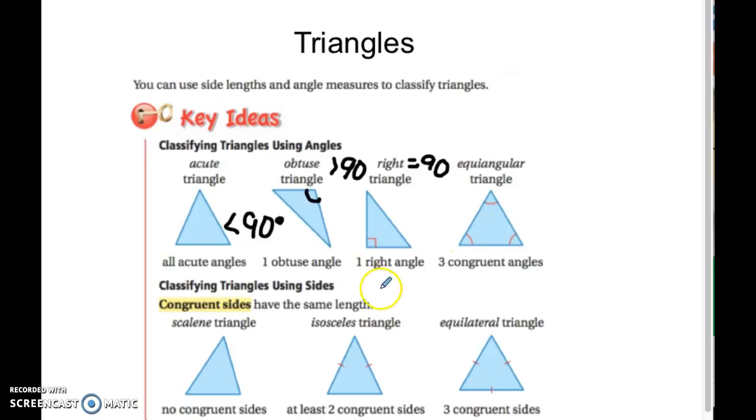We can also classify triangles using sides. So remember, the word congruent means equal. So if they have congruent sides, they have the same length. A scalene triangle has no congruent sides. So no sides are the same. An isosceles triangle has at least 2 congruent sides. So we see 1, 2 sides have the same length. And equilateral triangles have 3 congruent sides. 1, 2, 3, all the same.